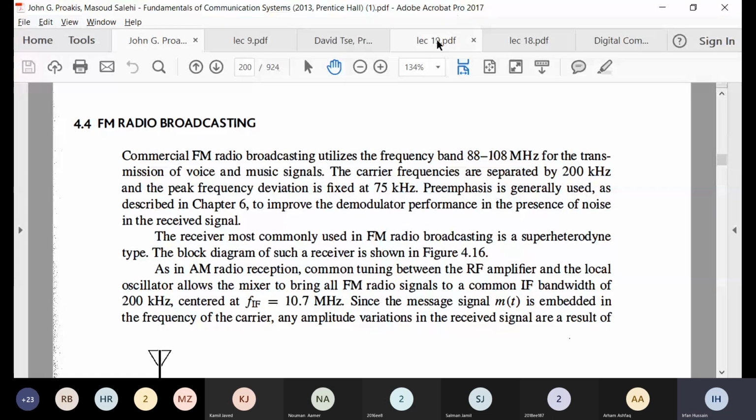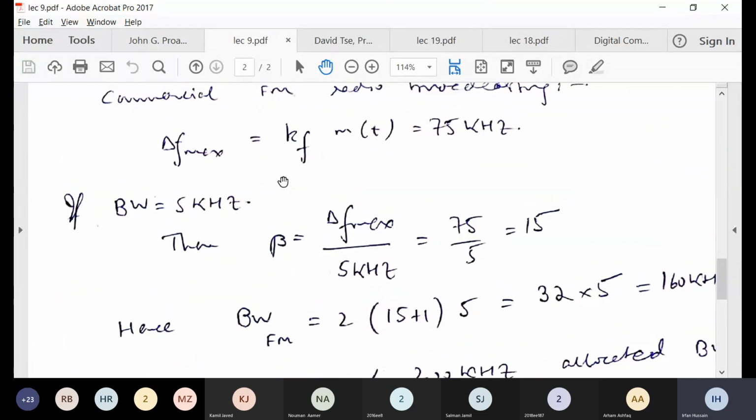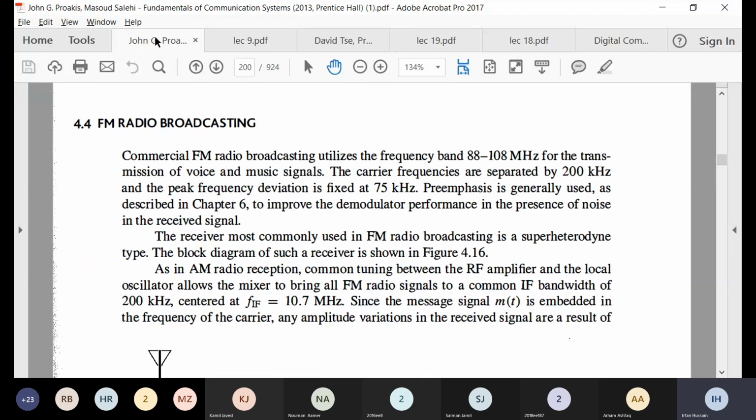If you can remember, what was the peak frequency deviation? Peak frequency deviation meant the maximum frequency deviation. And what could be the maximum frequency deviation? So this is a message signal. The frequency deviation was the instantaneous frequency minus the carrier frequency. The maximum will be the maximum value of m(t), so the maximum value of m(t) times kf will give me the maximum frequency deviation. So we keep the maximum frequency deviation at 75 kilohertz. Now there is a concept of pre-emphasis.